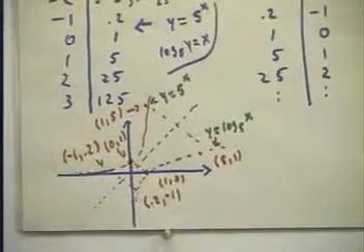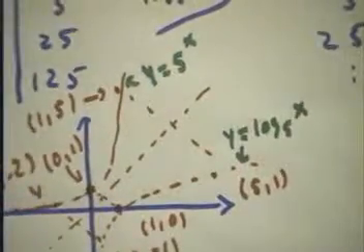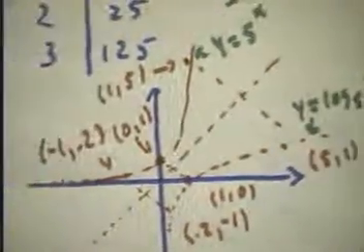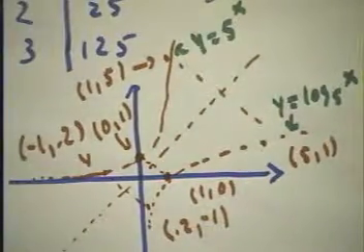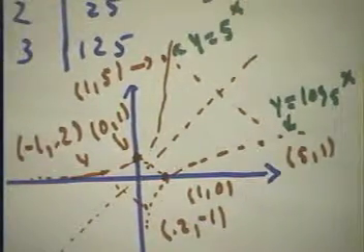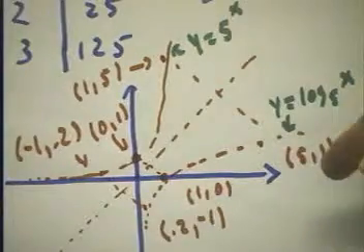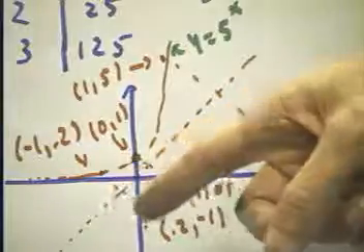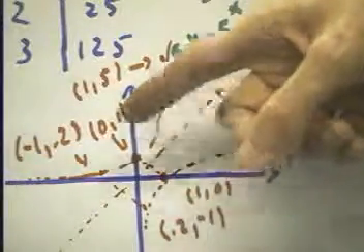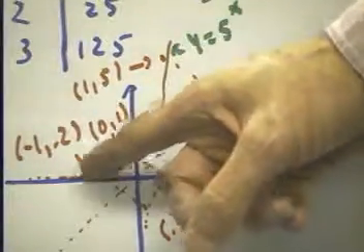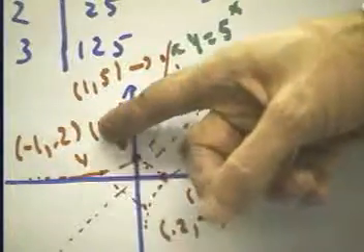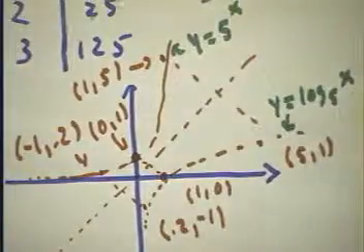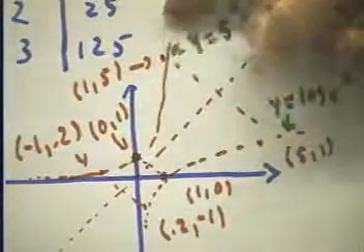To graph the resulting functions, we simply plot the points. Remember the point when x is -1, 5 to the x is 0.2. When x is 0, 5 to the 0 is 1. So we have -1, 0.2, and 0, 1. When we have 1, we have 5 to the 1, which is 5. So we have this curve coming up here.